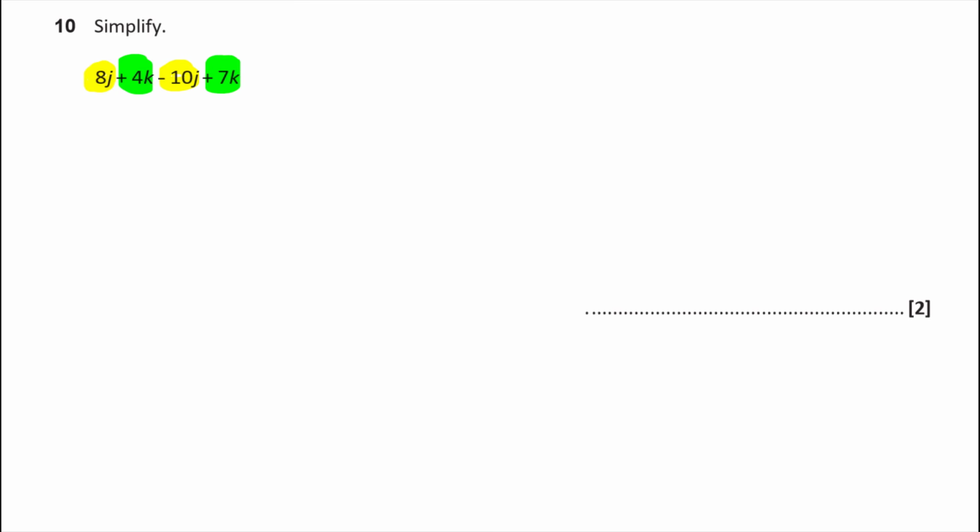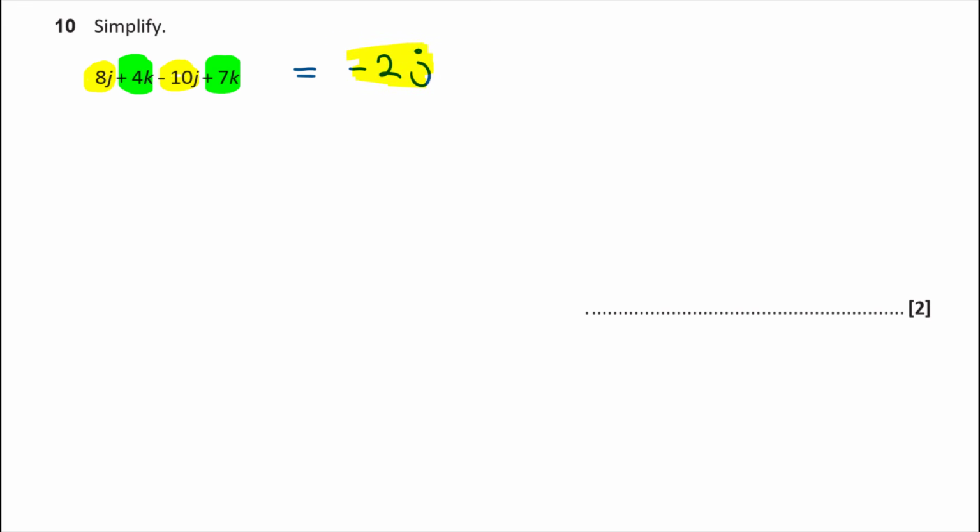It doesn't belong to the 4K. Okay, so then collecting like terms, I need to be adding like with like. So if I've got 8J minus 10J, 8 minus 10 is negative 2, isn't it? So I'm going to get minus 2J for the yellow ones.